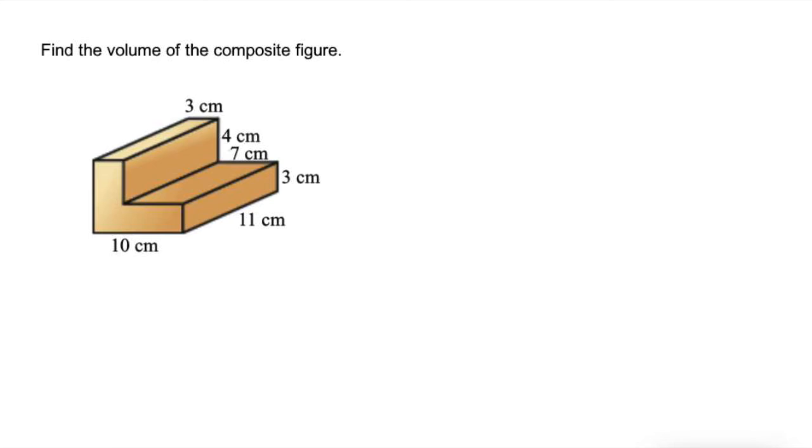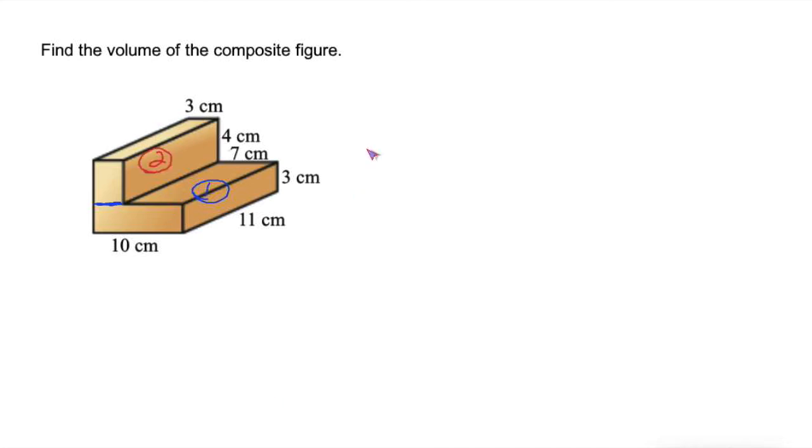This next problem is a composite figure. Find the volume of the composite figure. That just means it's really two figures in one. So we can divide it up into two separate rectangular prisms. We'll just draw a line right here. Now, we'll let this one be the first one, and we'll let this one up here be the second one.